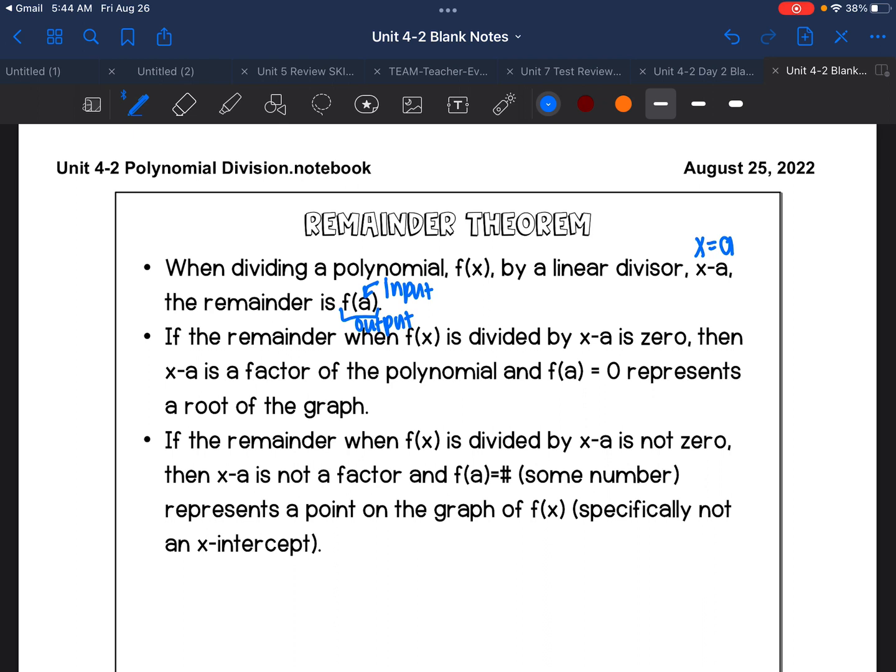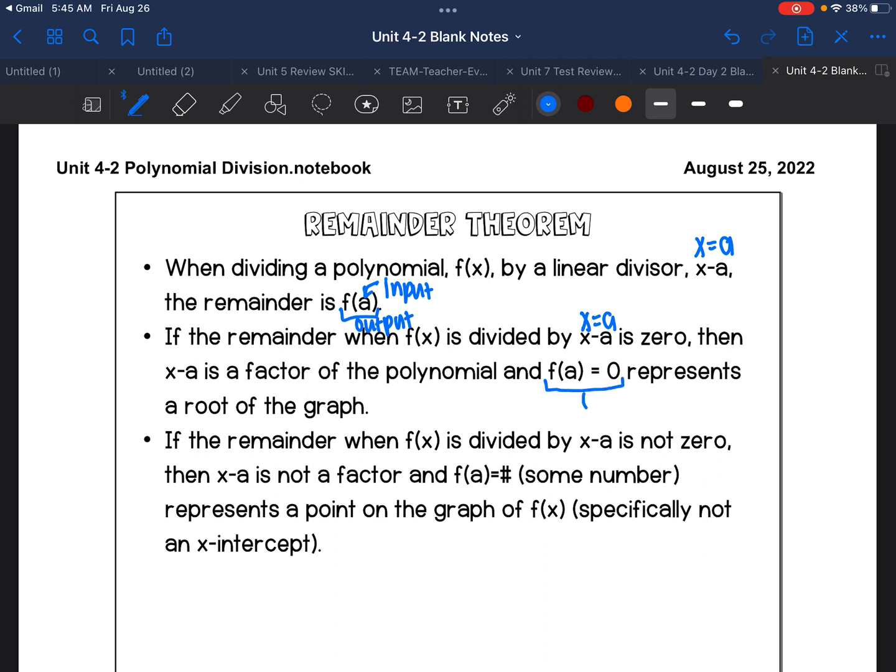So again, we have input, x values, input expressions, divisors, whatever you want to call it. And then the output would be the y value that we get, which would be our remainder. If the remainder, when f of x is divided by x minus a, so again, x equals a, is 0, then x minus a is a factor of the polynomial, and f of a equals 0 represents a root of the graph. So you can see this is function notation.